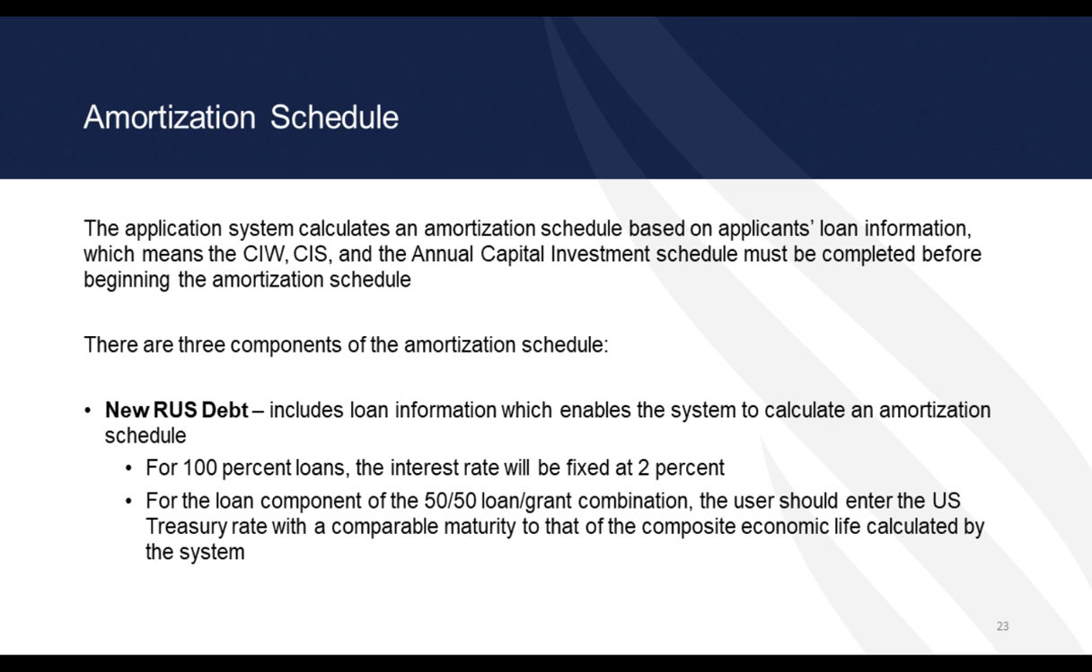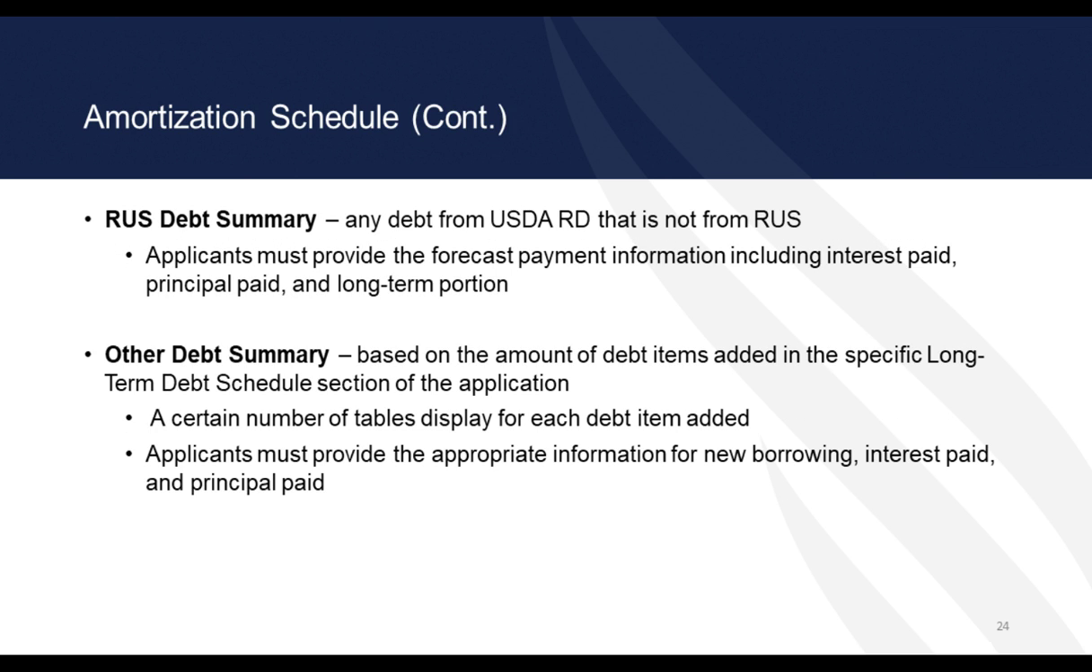The interest rate will be a fixed rate set separately for each advance. The interest rate will be set equal to the Treasury rate of the nearest maturity greater or equal to the maturity of the advance. And as mentioned earlier, if the loan amount is adjusted in the CIW summary, the user must recalculate payments for the new RUS debt in the amortization schedule section.